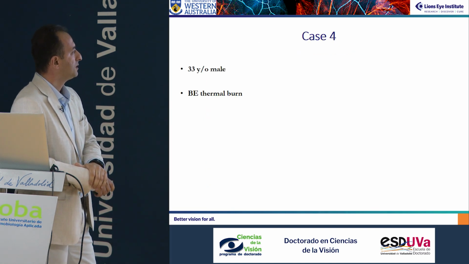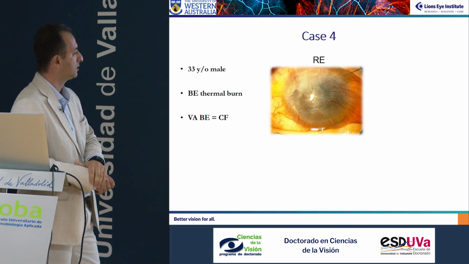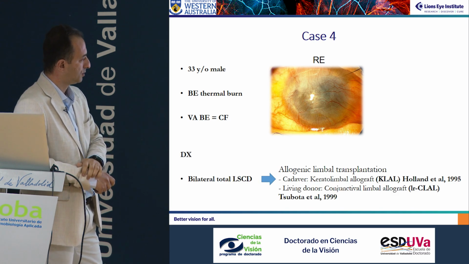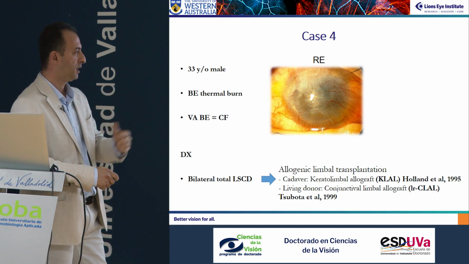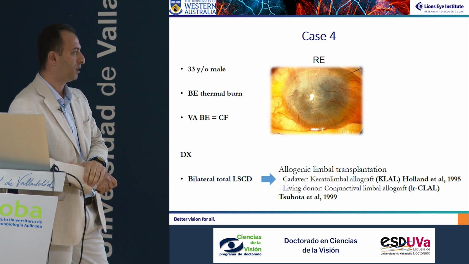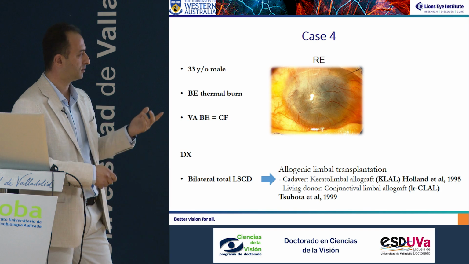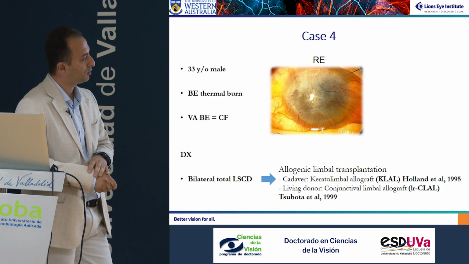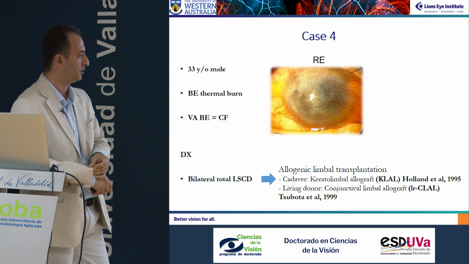And now let's see what if the damage is bilateral. Both eyes are damaged and they have counting finger vision like this. With the diagnosis of bilateral total limbal stem cell deficiency, we don't have a normal eye to borrow the stem cells from. So we have two main options. One is that we get the stem cells from a deceased donor from the eye bank. This procedure is called keratolimbal allograft, or KLAL, which was first done by Holland in 1995.